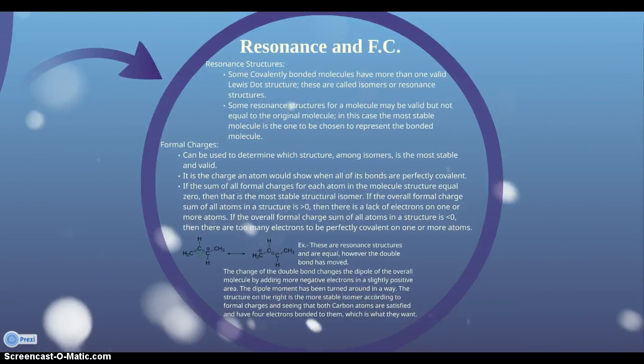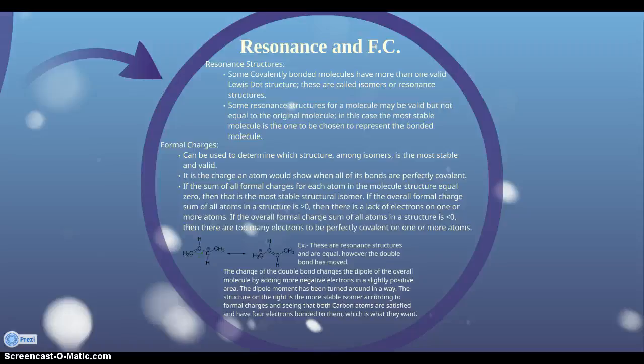Resonance and formal charge. Resonance structures are basically just bonded molecules, but with more than one valid Lewis dot structure, and those are the resonance structures, or otherwise called isomers. So, some resonance structures for a molecule can be valid but not equal to the original molecule. So in this case, the most stable molecule is the one chosen to represent the bonding.